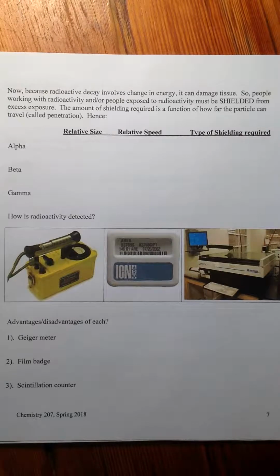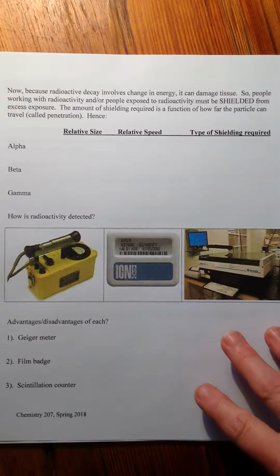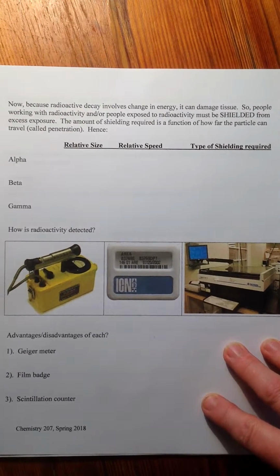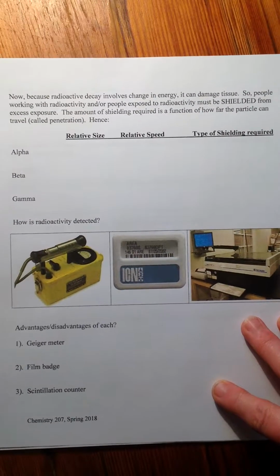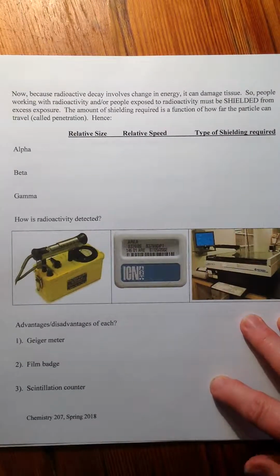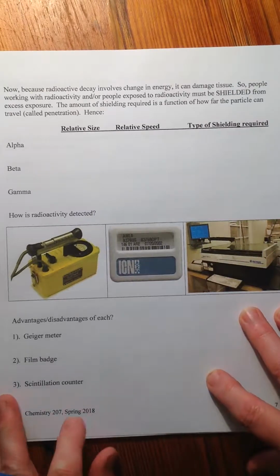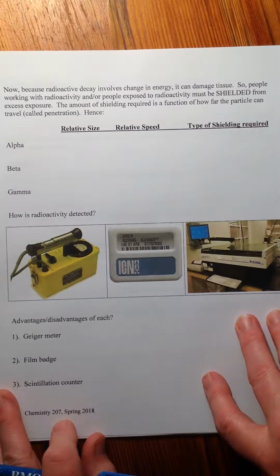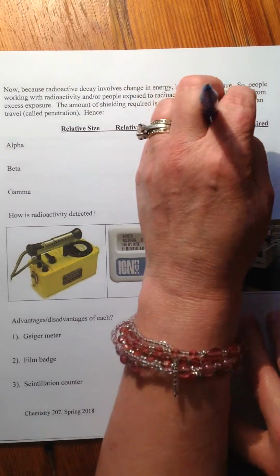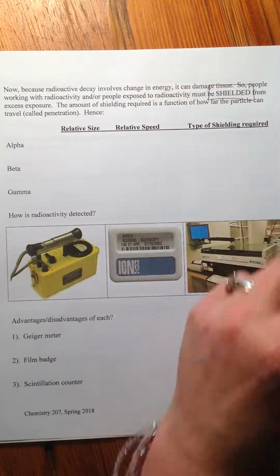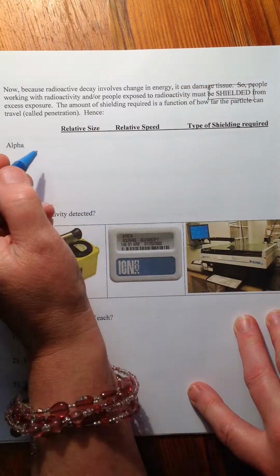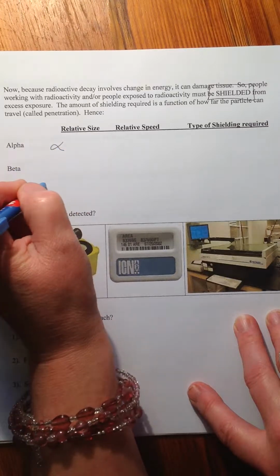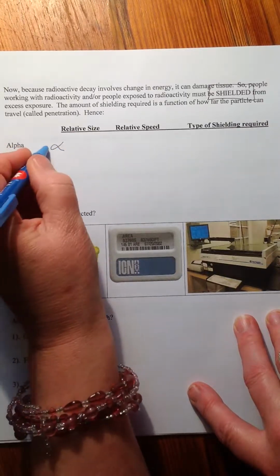Okay, now because the radioactive decay involves this change of energy, it can damage tissue. Okay, so while it can do good things, it can also be damaging. So if you ever work with radioactive materials, you want to be properly shielded from it. Okay, now the alpha particle, beta particle, gamma particle.